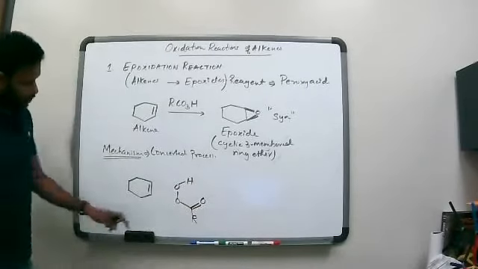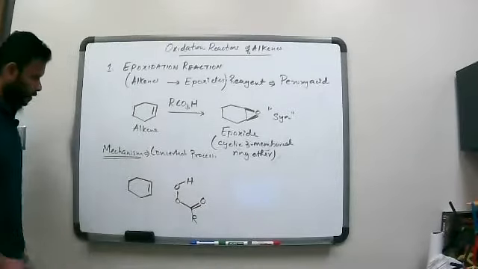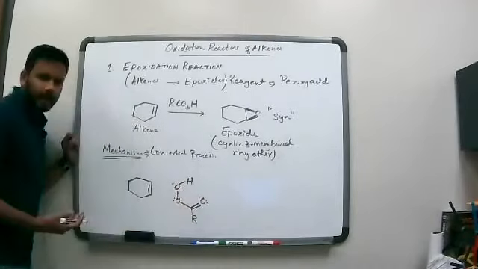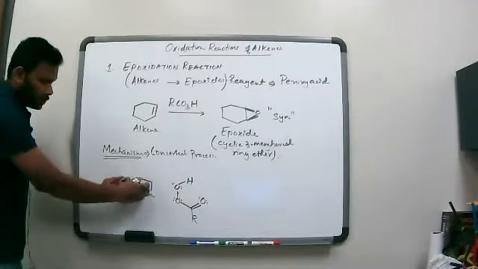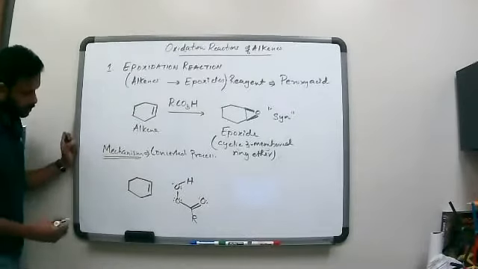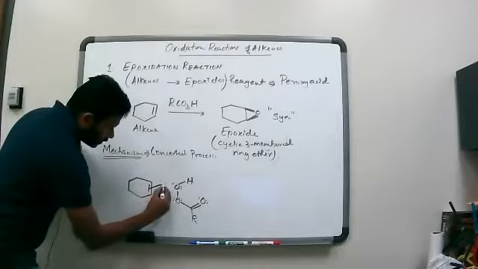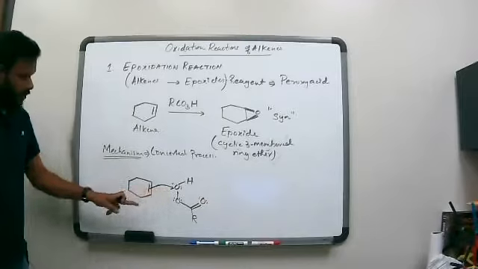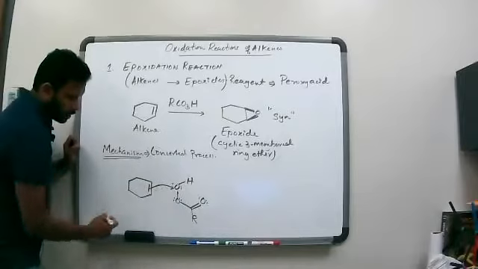So this is RCO3H, a peroxy acid. Like all other reactions of alkenes, the alkene always acts as a nucleophile here, because it has that pi bond. So what happens in this reaction is the alkene goes and attacks this oxygen, which is connected to that hydrogen there. The pi bond attacks that oxygen.